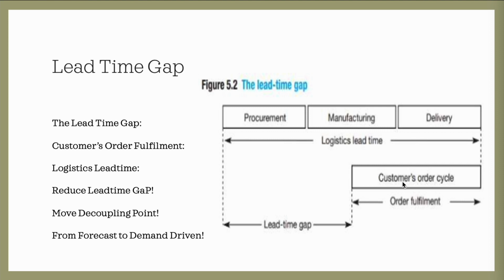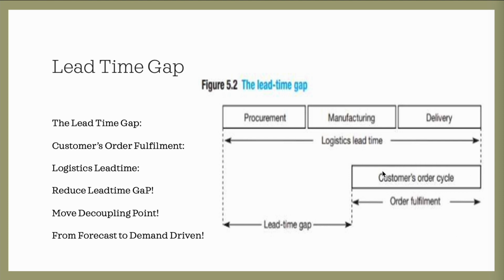Down here we have the customer's order cycle, that is the order fulfillment, and then we have some type of gap over here that is called the lead time gap. Let me tell you a little bit about these three terms. The lead time gap is the time it takes to procure, manufacture, and deliver the finished product to a customer, when it is longer than the time the customer is willing to wait for it. So that's what we call a lead time gap.